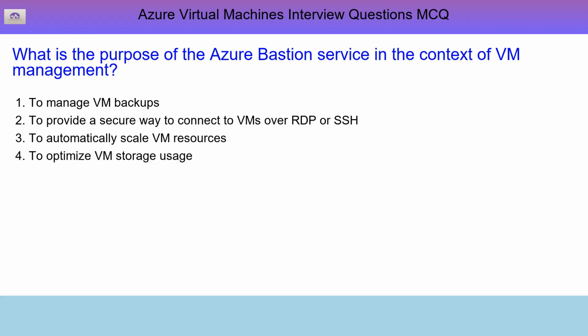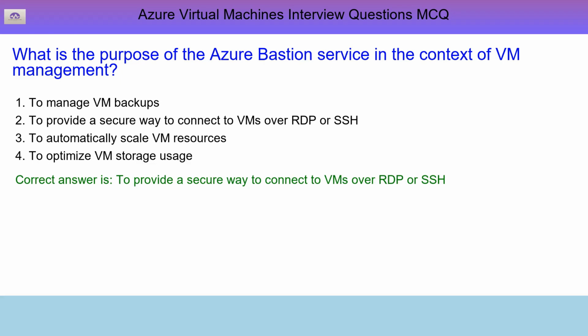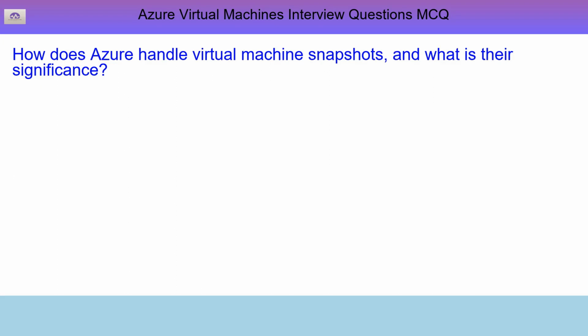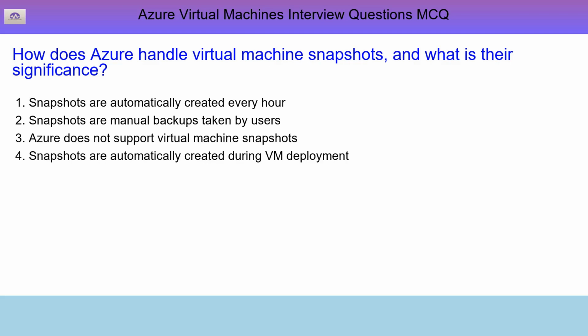3. To automatically scale VM resources. 4. To optimize VM storage usage. The correct answer is to provide a secure way to connect to VMs over RDP or SSH. How does Azure handle virtual machine snapshots, and what is their significance? Here are your options. 1.